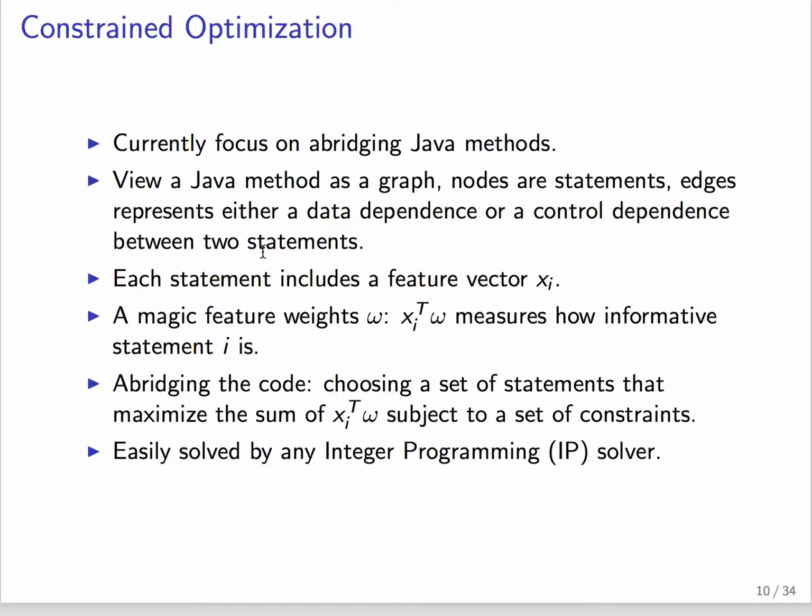Based on this, we view abridging the source code as choosing a set of statements that maximizes the sum of this inner product, subject to a group of constraints. I'll talk about the constraints in the next slides. Note that such a constraint optimization problem can be easily solved by any integer programming solver, and it's really fast in our setup: abridging source code with 200 lines only requires milliseconds to produce the result.